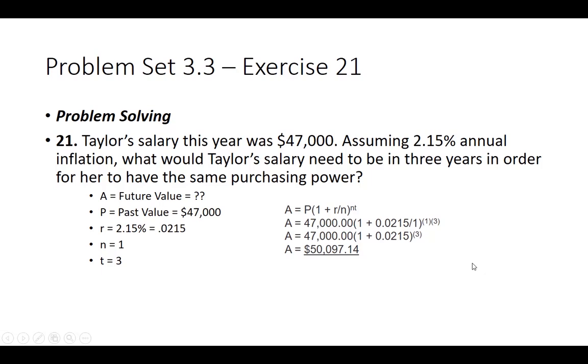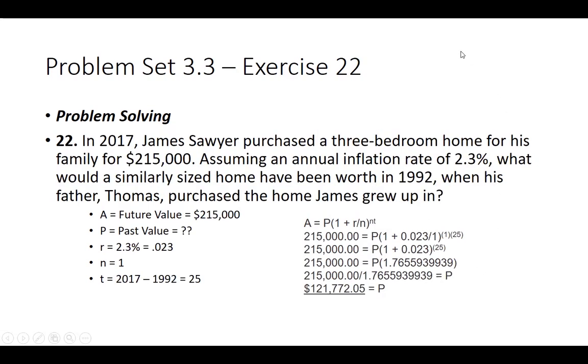And finally, number 22. In 2017, James Sawyer purchased a 3-bedroom home for his family for $215,000. Assuming an annual inflation rate of 2.3%, what would a similarly sized home have been worth in 1992 when his father Thomas purchased the home James grew up in? So this time we have the future value, $215,000. We're looking for the past value in 1992.